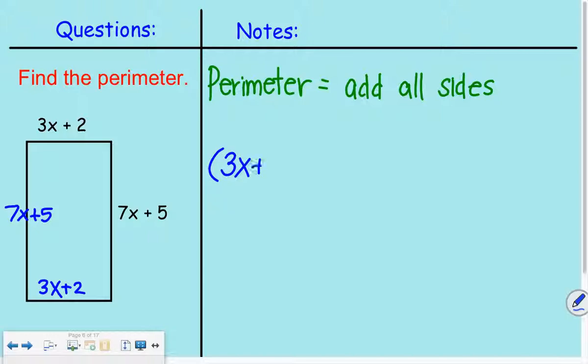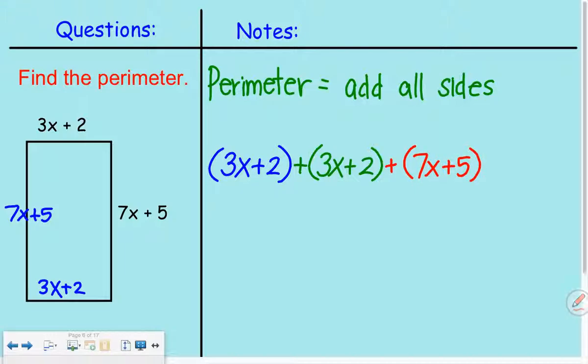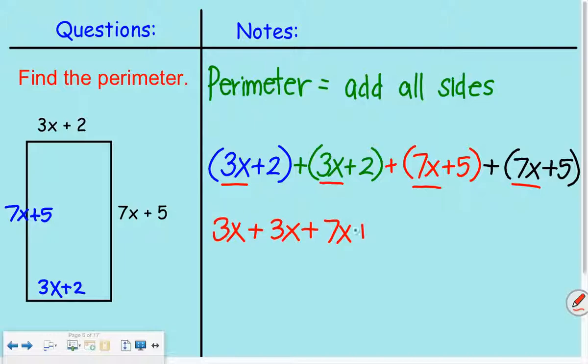So we have a 3x plus 2. We have another 3x plus 2. We have a 7x plus 5. And we have another 7x plus 5. Now I'm going to do the same thing that I did on the last problems and combine like terms. So 3x, 3x, 7x, and 7x are all like terms. So 3x plus 3x plus 7x plus 7x.